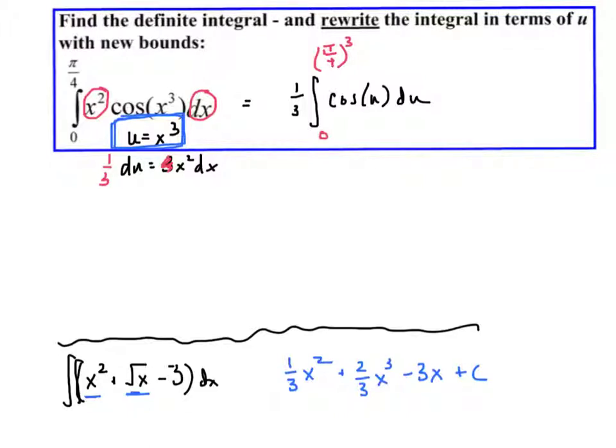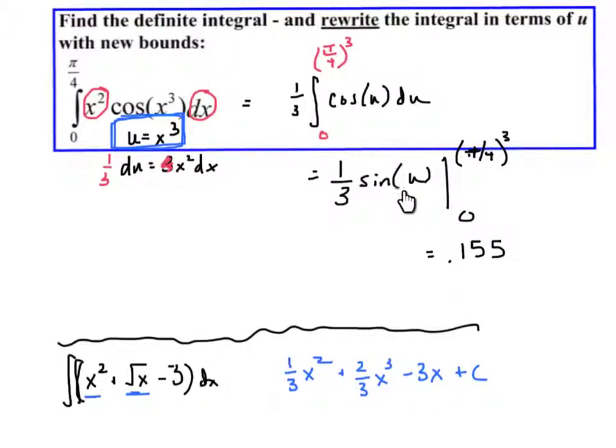Okay. So the antiderivative of cosine is sine, so I end up with 1/3 the sine of u evaluated at pi over 4 cubed and 0. And you would evaluate this with your calculator. Pi over 4 cubed, excuse me, is not a nice number to plug into sine. I believe you get 0.155 as your answer. Okay, but then we were able to rewrite the bounds, so we didn't have to go back to x cubed. If instead we'd said it's 1/3 sine of x cubed, we would go back to the old bounds, pi over 4 and 0.